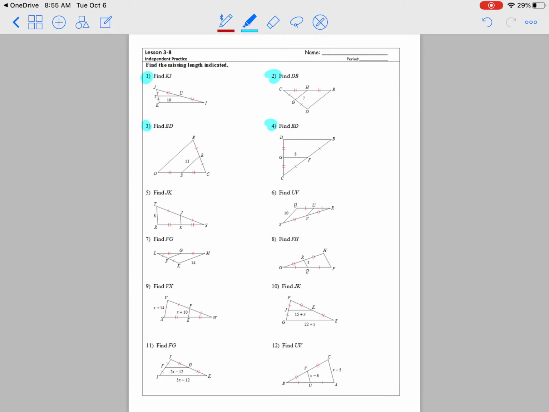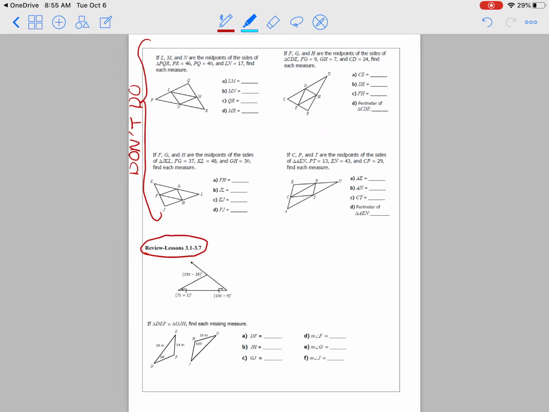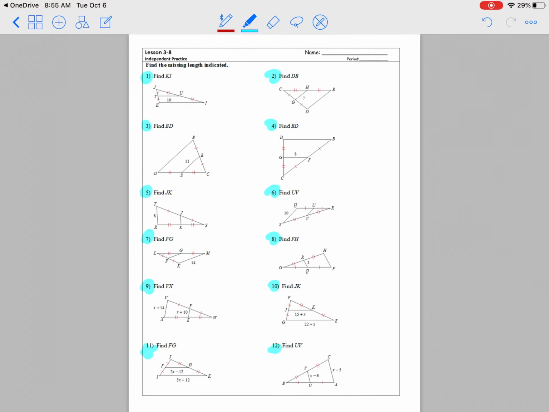Okay, so let me go ahead and highlight those. 1, 2, 3, 4, 5, 6, 7, 8, 9, 10, 11, 12. And then I want you to complete the exterior angle theorem, which is very similar to the do now problem. That's it. Only those 13 problems.